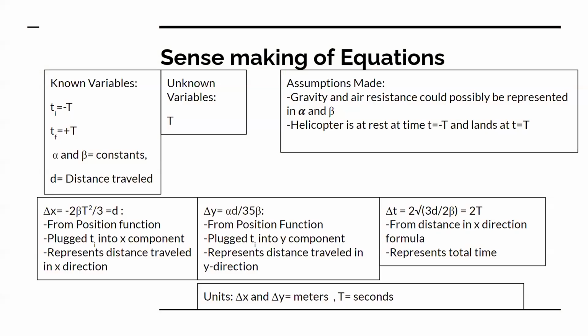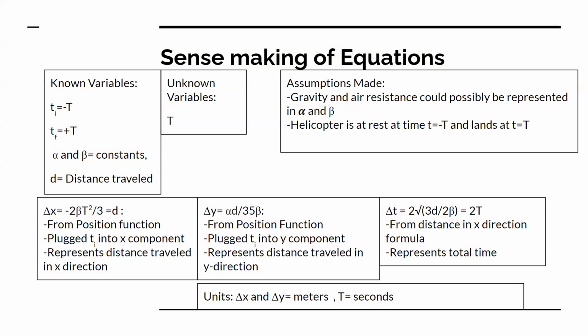For the sense making of equations, we have our known variables. Time initial is negative t, time final is positive t, and alpha and beta are constants. Another known variable is d, also known as distance traveled, and our unknown variable is t.